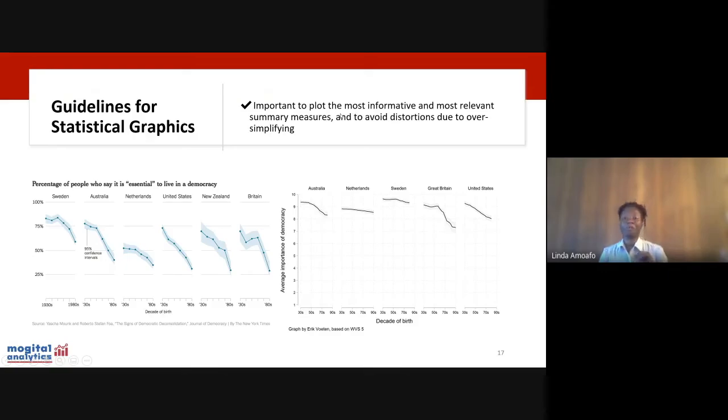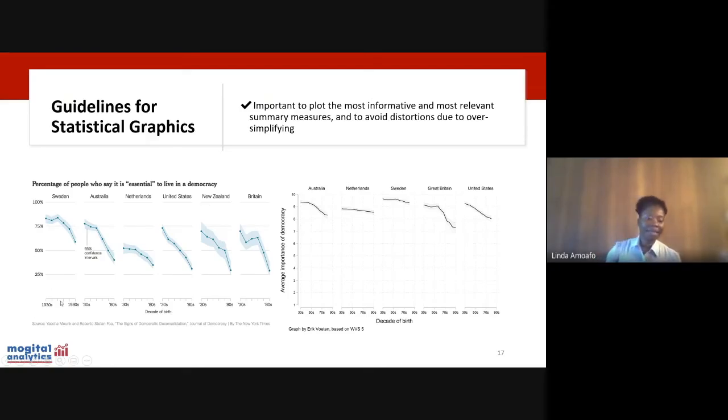Another thing we should notice is that it's important to plot the most informative and most relevant summary measures and to avoid distortions due to oversimplification. Here is another example to explain that point. Here they were looking at whether democracy is good or not. In the left-hand panel, they were looking at the percentage of people who say it is essential to live in a democracy over the years.